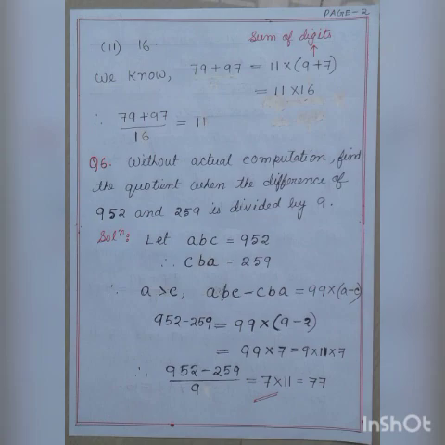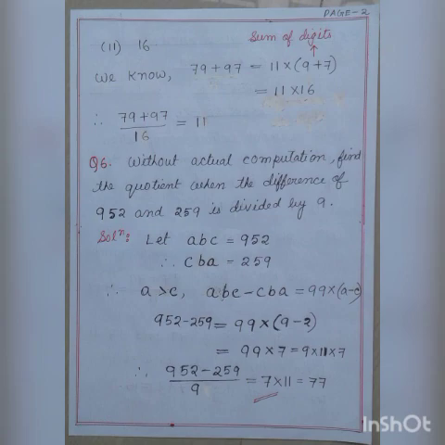We know that the sum of a number and its reverse number is equal to 11 into the sum of the digits. Here the digits are 9 and 7, so the sum of the digits will be 9 plus 7, 16. So 79 plus 97 equals 11 into 16. If we divide the sum of 79 and 97 by 16, we get 11 as quotient.